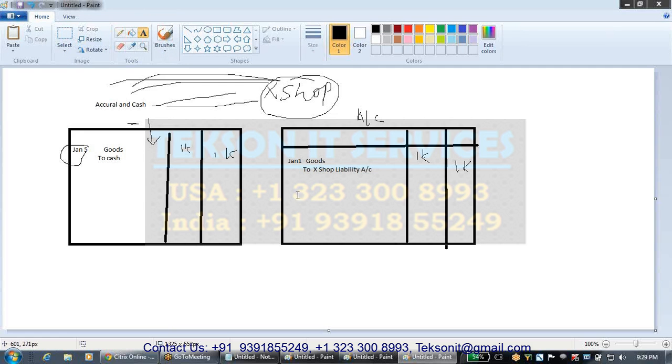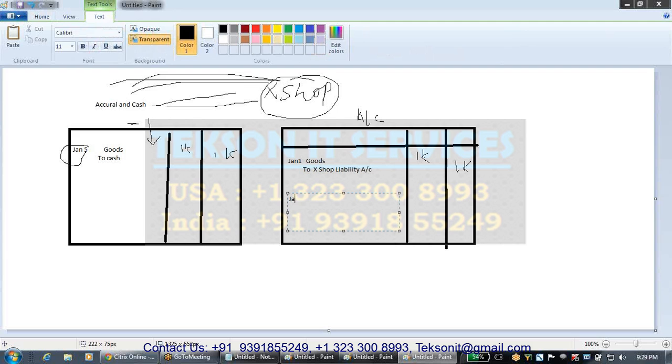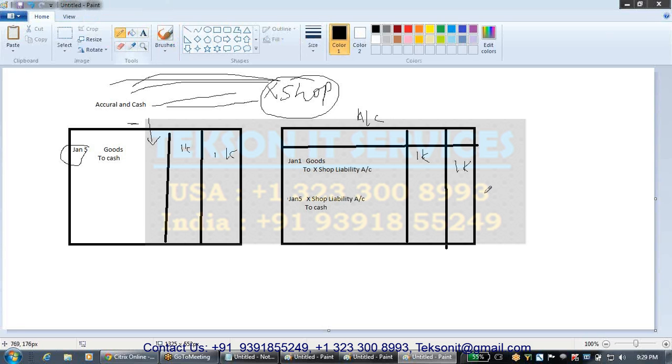But on January 5th, he is paying the money, so he is giving another entry. For whom is he paying the money? X shop liability account. What is the amount? 1K. Okay. So here liability and liability is knocked out. This is credit side and this is debit side. Finally, two accounts are left. What are those two accounts? To cash. So the same account is left.